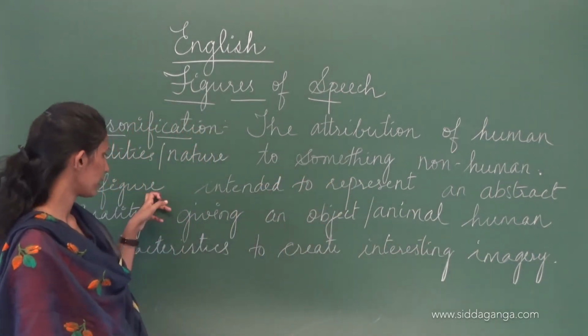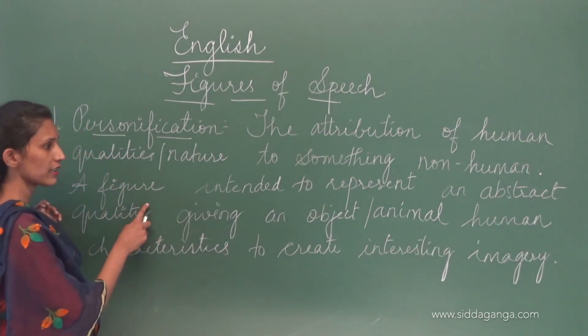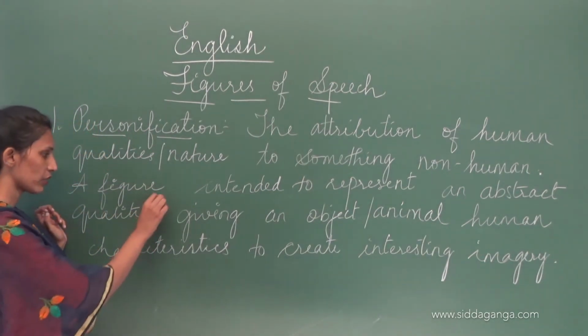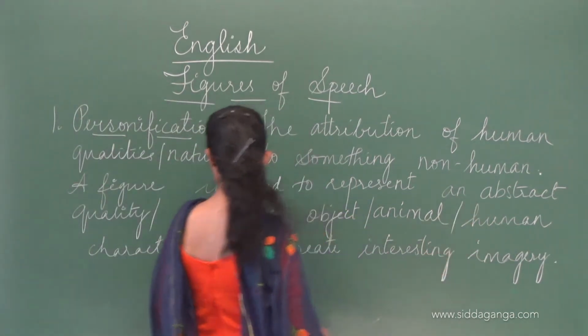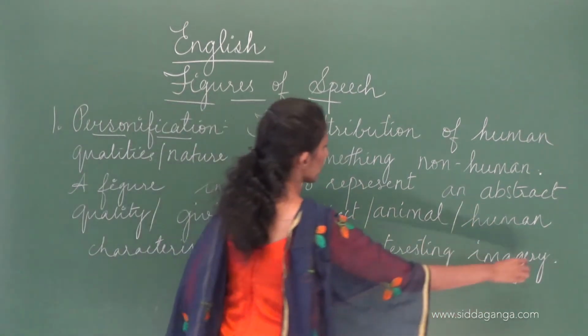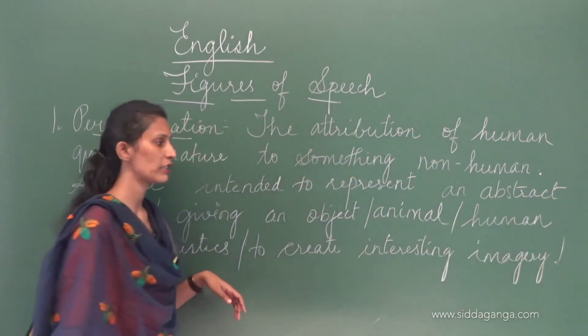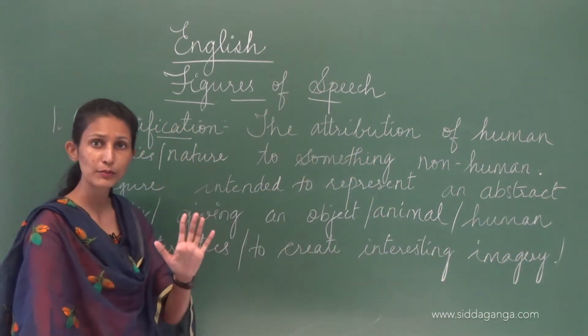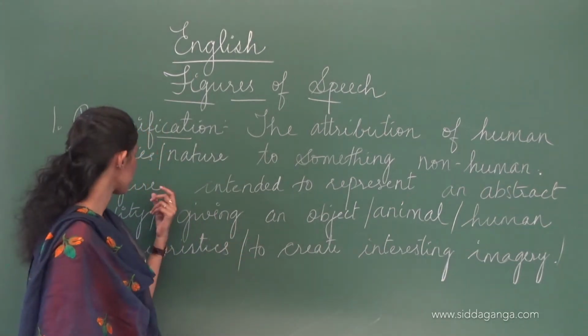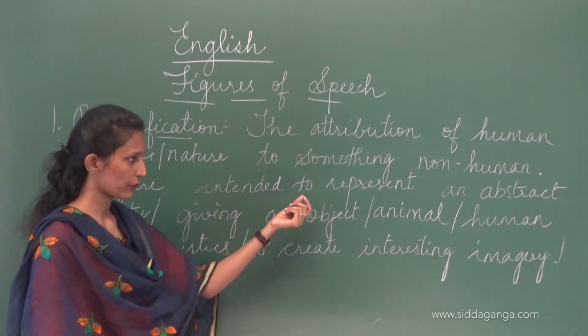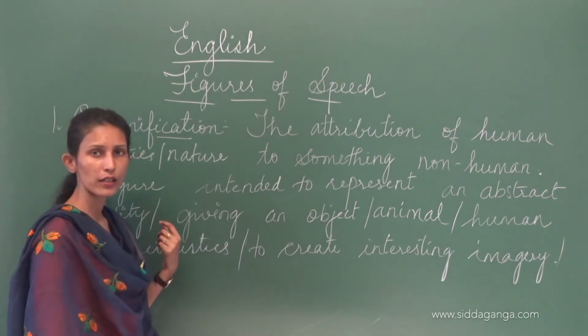Alright, second definition that's there. A figure intended to represent an abstract quality giving an object or animal human characteristics to create interesting imagery. Split the definition to study any subject for that matter, please remember, when you split it, you remember better. A figure intended to represent an abstract quality.